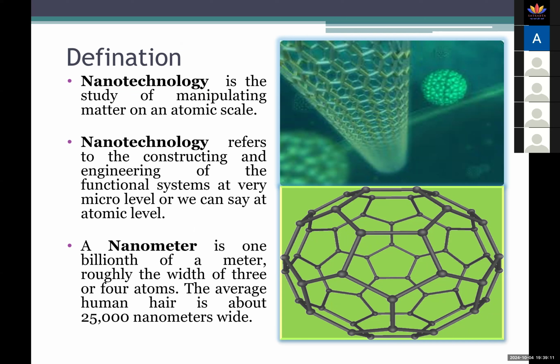So that's why you must have heard of this word nanometer. What is 1 nanometer? A billionth of a meter. So that's what I have mentioned here. So you can see there are two nice images. That is nothing but simple carbon. So carbon looks like this in the nanoscale.